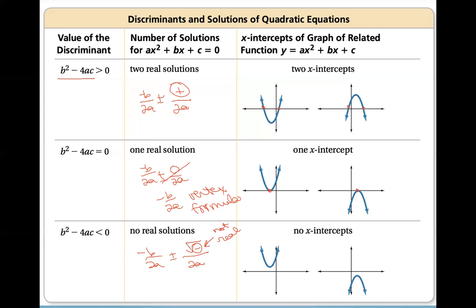Okay, but why can't we take the square root of a negative number? Why does that cause an issue? Well, the square root of a negative number is how we get what's called imaginary numbers. So let's look at what are imaginary numbers.